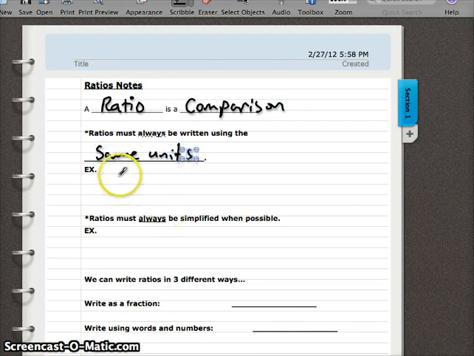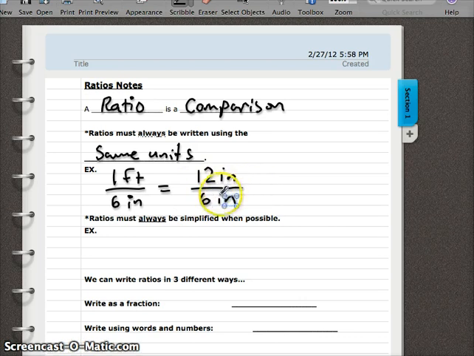And what I mean by that is if I compare 1 foot to 6 inches, these are not the same units. I'm using feet and inches. I can't do that if I want a ratio. So I need to convert either feet to inches or inches to feet. I think in this case it would be easiest to go to inches. So there are 12 inches in 1 foot. So I write 1 foot as 12 inches. And I keep 6 inches on the bottom.